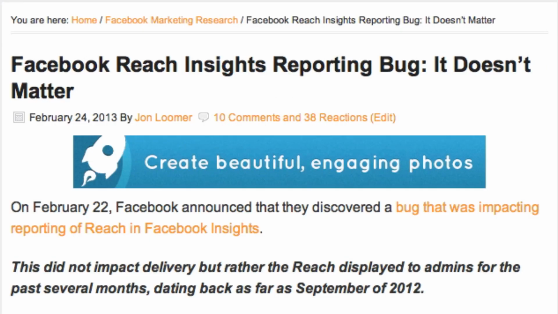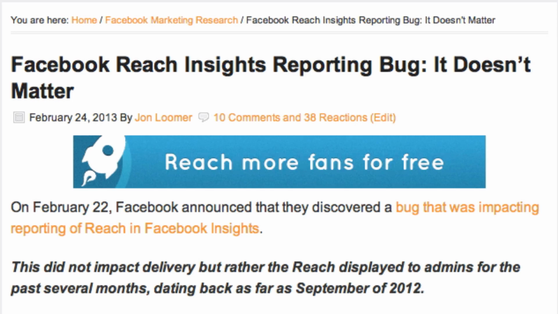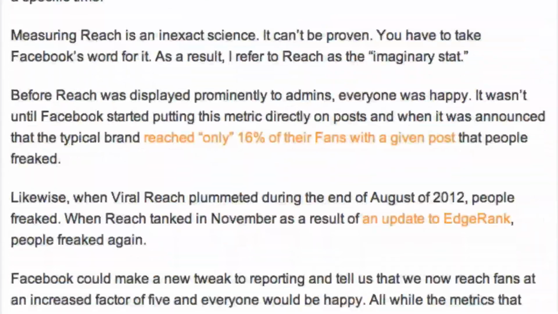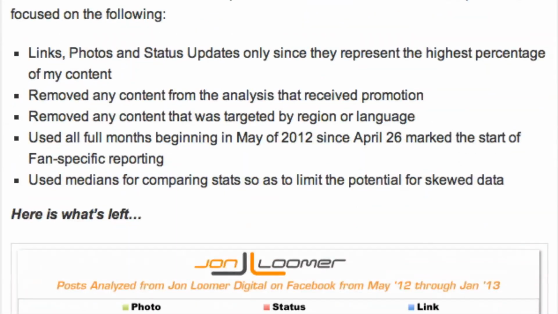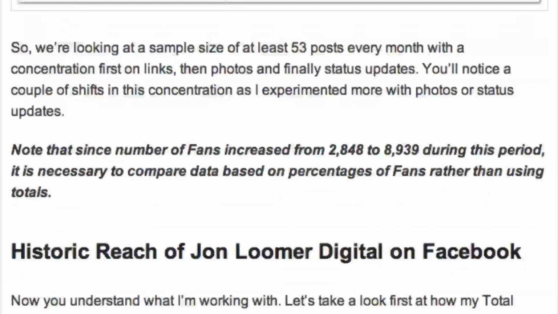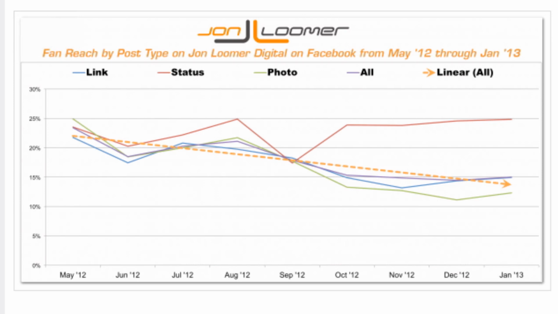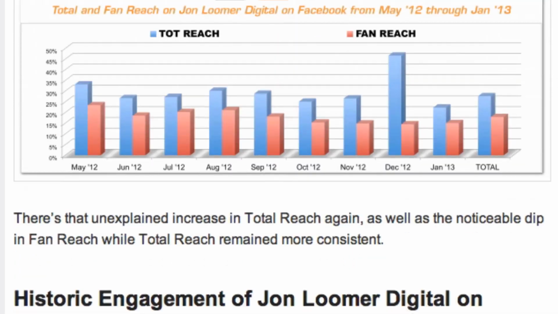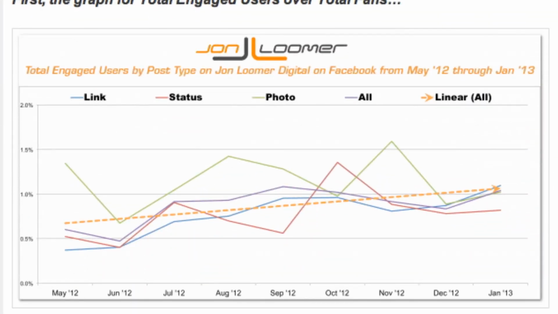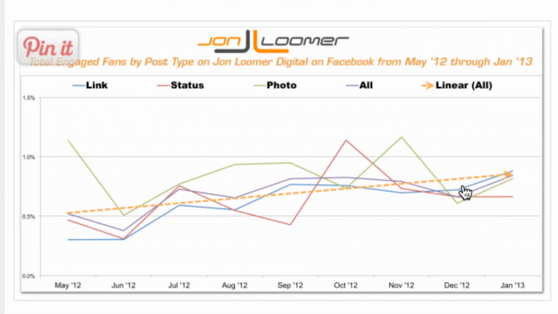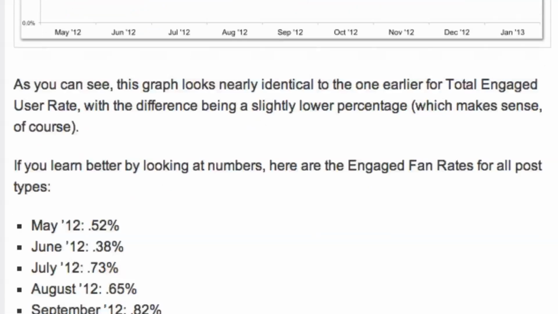So anyways, you can see this post, Facebook reached and cites reporting bug. It doesn't matter. Essentially, if you go through my post, yes, I laugh maniacally because as I go through my data, you'll see, in particularly here, yes, reach dropped. But if you look a little bit more closely, hey, look at that. My engagement over time was going up, and engagement of fans was going up, and that's why I did not care.